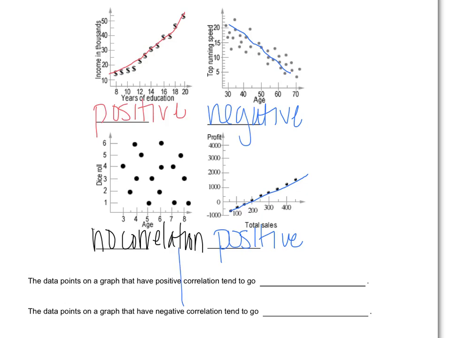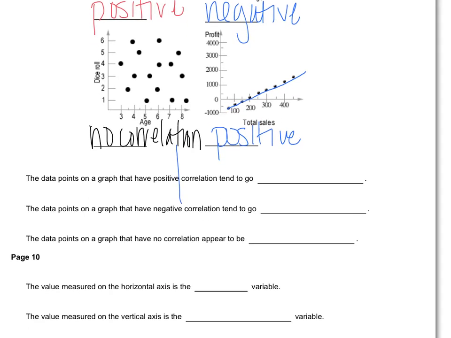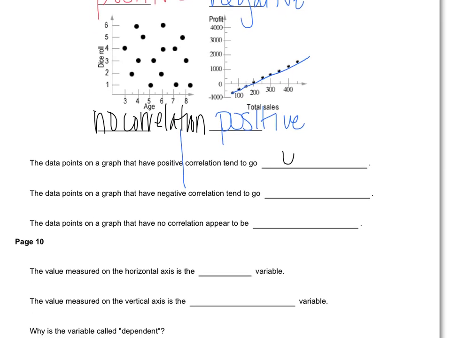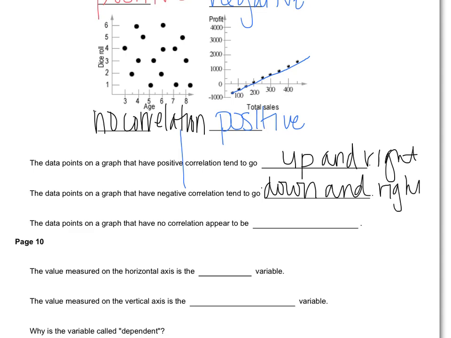The data points on a graph that have positive correlation tend to go up and to the right. The data points on a graph that have negative correlation tend to go down and to the right. And data points on a graph that have no correlation appear to be completely scattered.